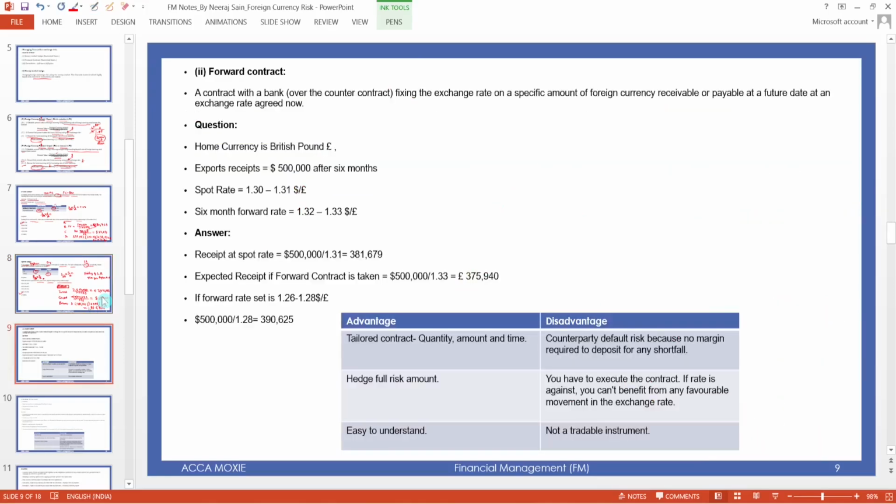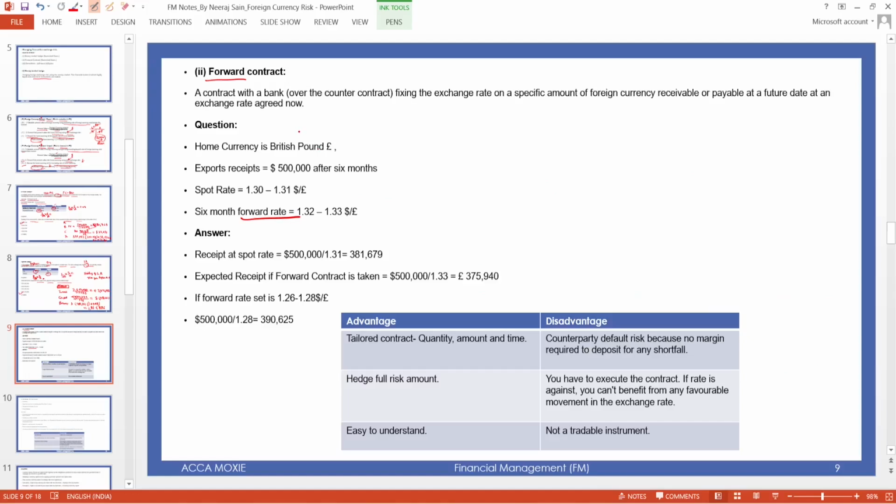Next, move on. The forward contract. The forward contract is another hedging mechanism. In a forward contract, we go to the bank and set a rate that is called the forward rate.